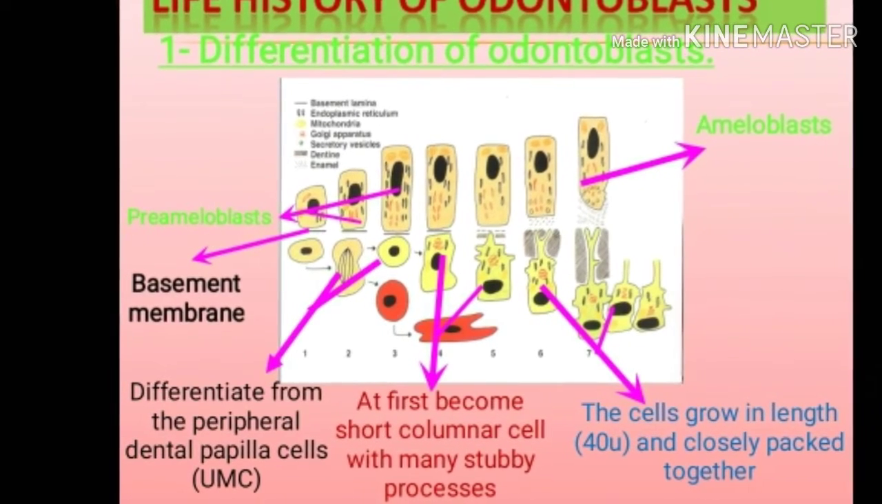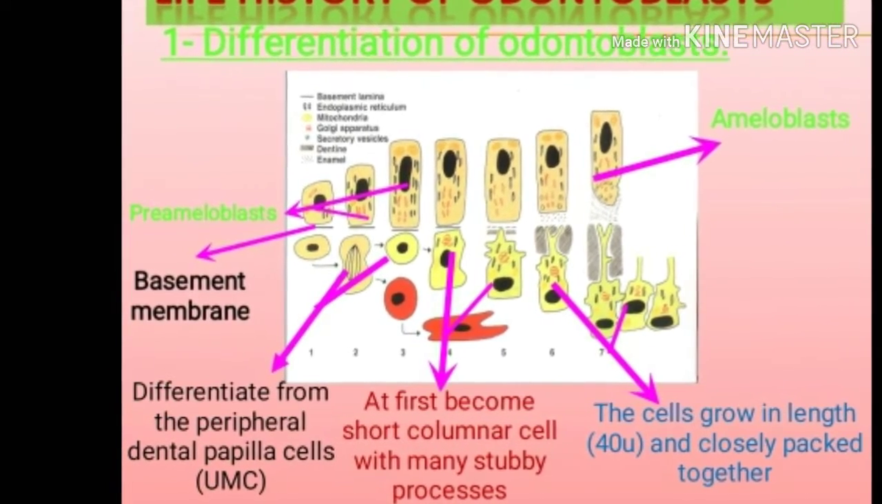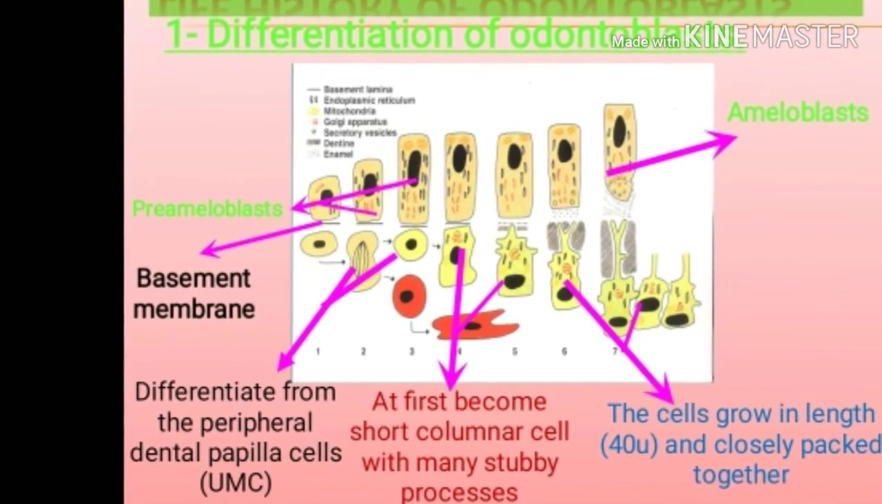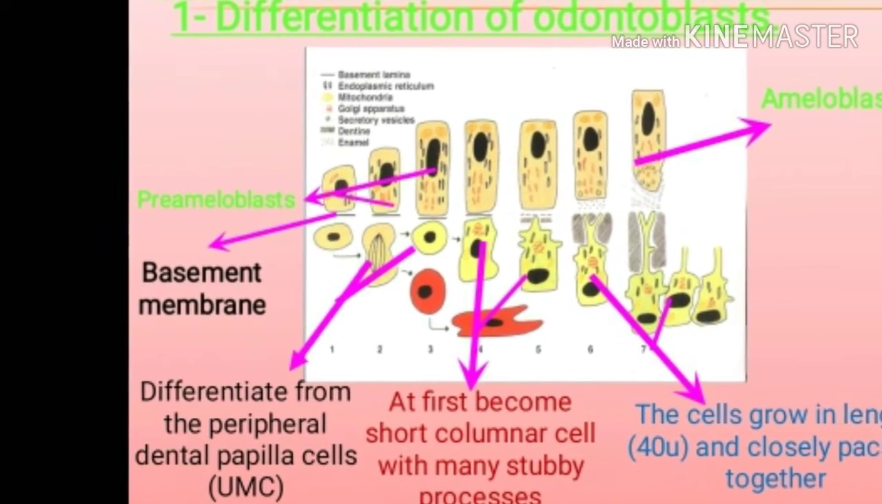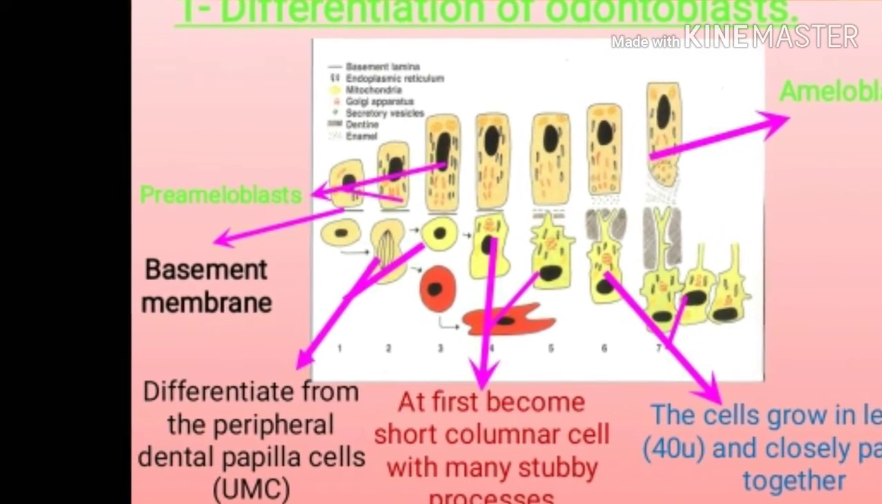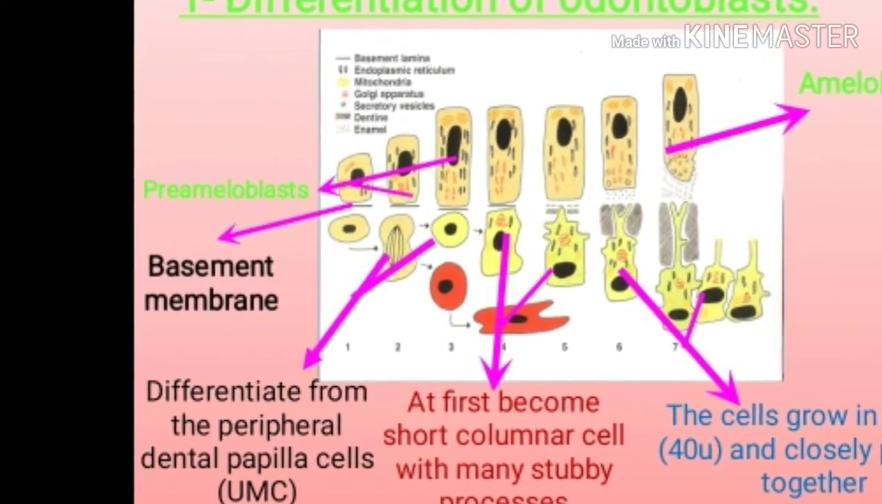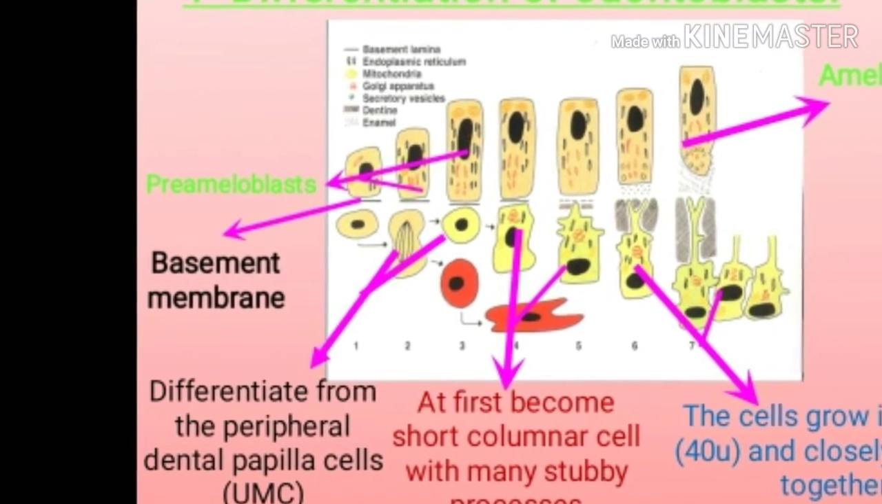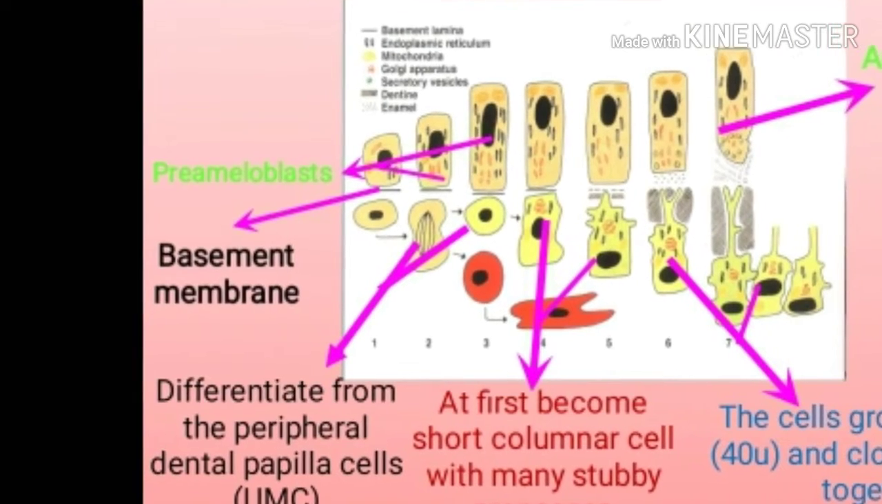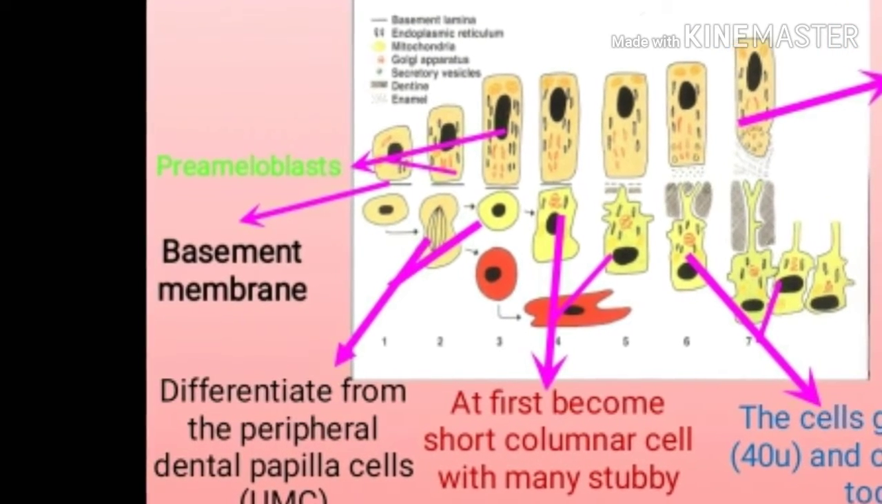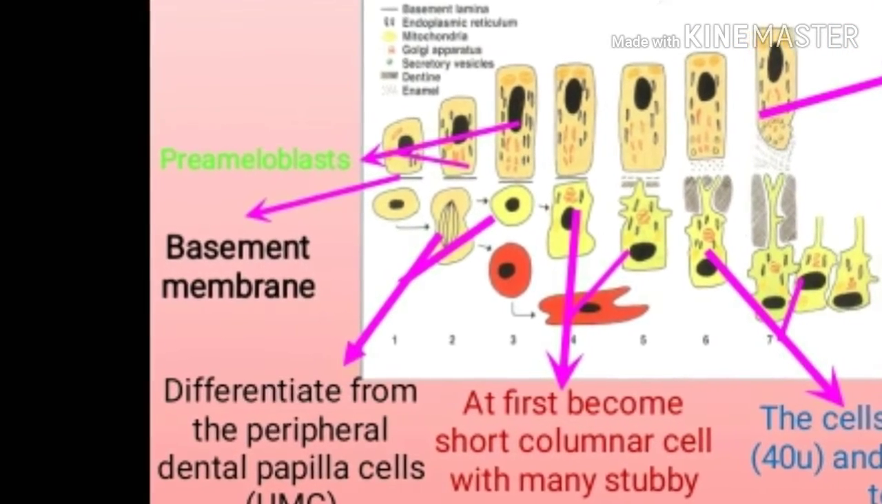The figure shows the development of the odontoblast along with the ameloblast. As the ameloblast grows in size, the odontoblast differentiates, becoming short columnar cells, and finally the cells grow in length. The cell body of the odontoblast is in the pulp area while the tubules extend towards the dentin. Odontoblast is differentiated from the dental papilla cells.